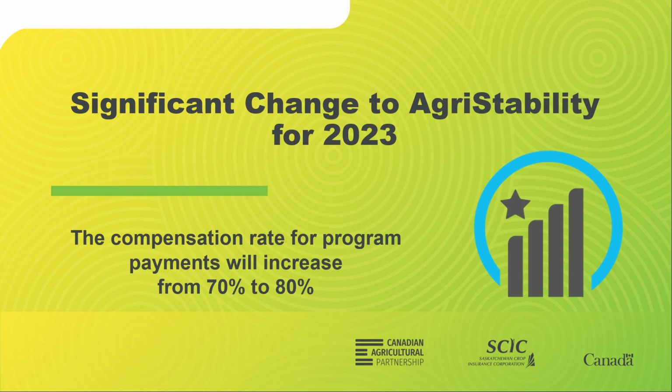And another change we wanted to highlight is effective here for the 2023 program year. The compensation rate for program payments increases from 70% to 80%. So the program year decline of 30% still stays the same. So to trigger a benefit, your program year margin still has to drop by more than 30% compared to your reference margin. Once you are in the benefit situation, that compensation is now going to be paid at 80 cents on the dollar instead of 70 cents on the dollar. And that's effective for this program year here that we're starting.